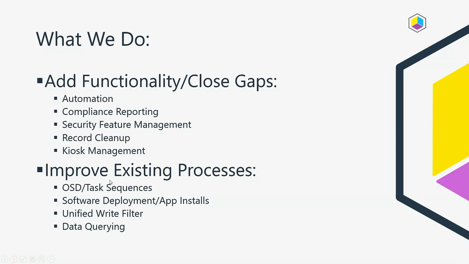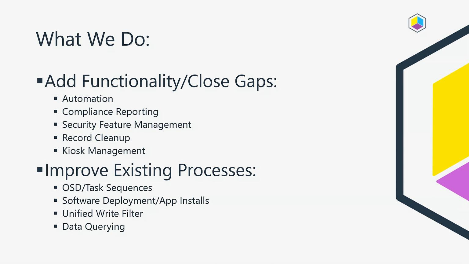So when we're looking at enterprise features, there are two main buckets that we create actions for. The first one is actions that add functionality to the console, especially in areas where we can close an existing gap. Some of those features include automation functions, compliance reporting, security features, record cleanup, kiosk management, stuff like that.